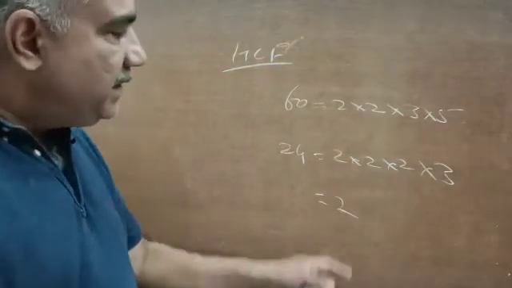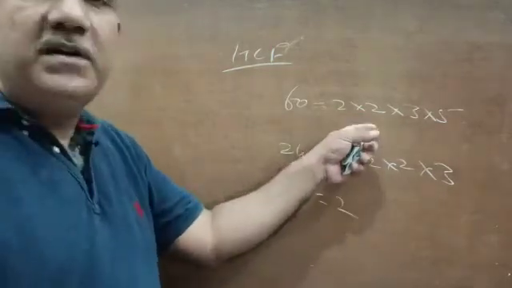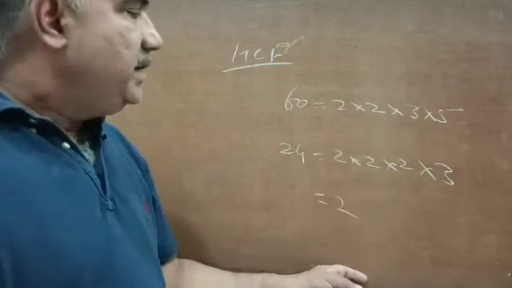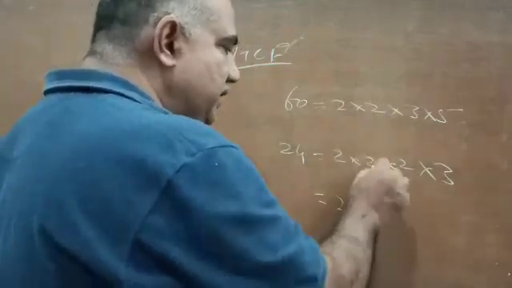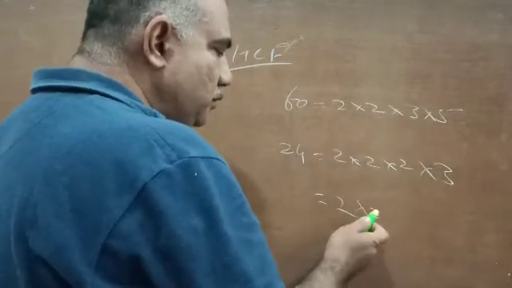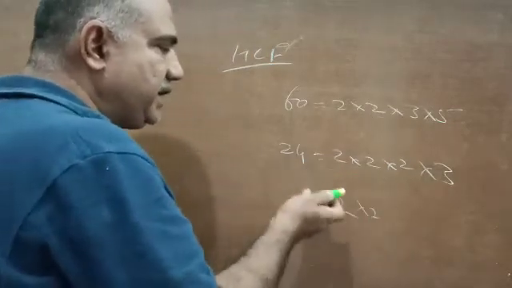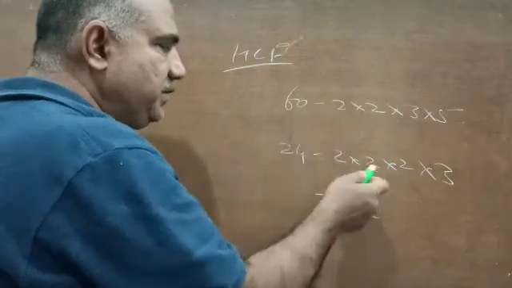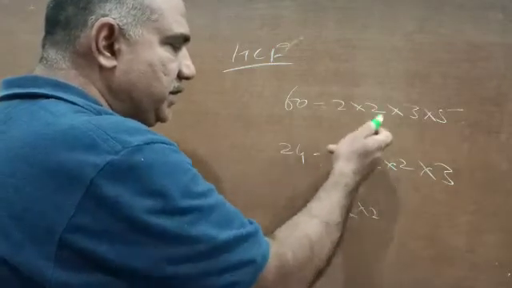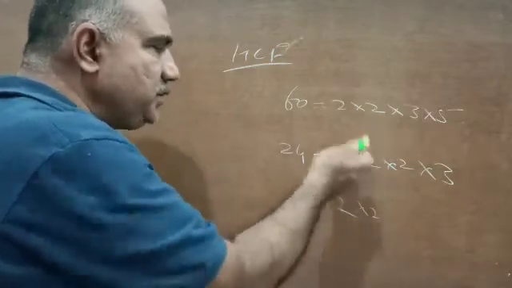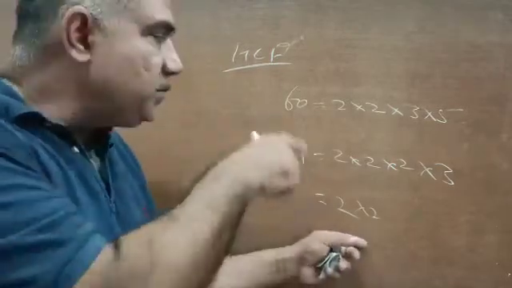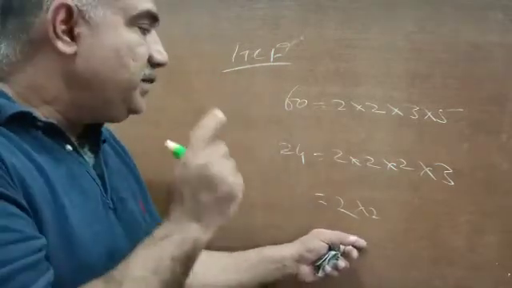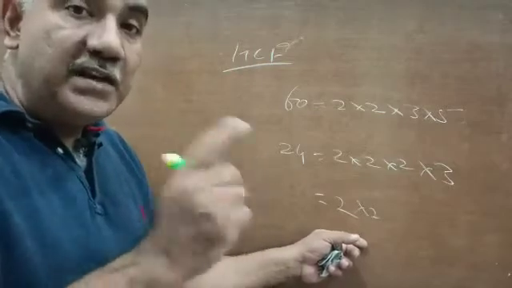Why? Because there are yet some factors which are still common and we have not taken. So if I write 2 once, and again write 2, because this 2 again is common, this makes 2 into 2, which is 4. Now see, 4 is a common factor of both 60 and 24. You can see 2 is included twice in both. So 2 was a common factor of both 24 and 60, and even 4 is a common factor of both 24 and 60. But this is also not the highest common factor.